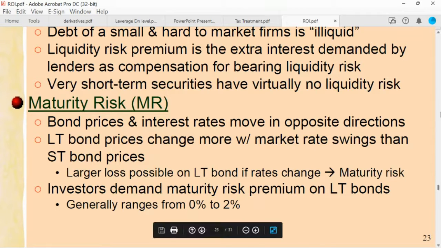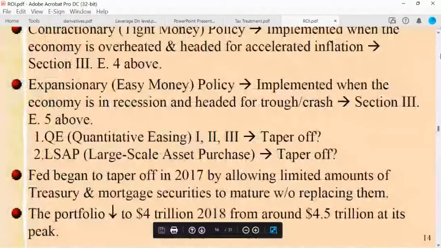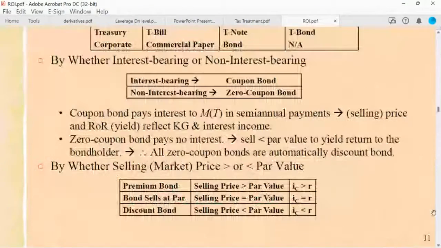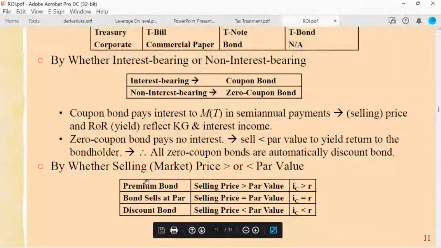And the reason that matters is, remember, the interest rate we are talking about is not the coupon interest rate. You remember what makes a bond a premium bond and what makes it a discount bond is the relationship between the coupon rate and the prevailing market rate, right? If the coupon rate is greater than the prevailing market rate, it's going to be a premium bond. If the coupon rate is less than the prevailing market rate, it's going to be a discount bond.